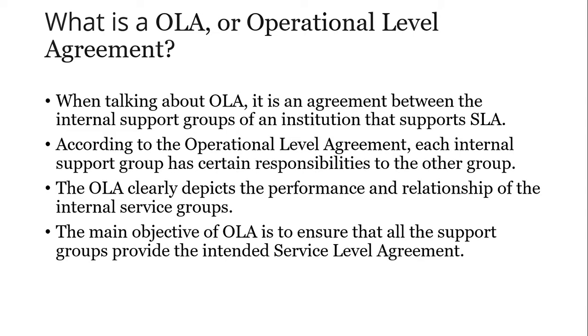According to the operational level agreement, each internal support group, department or team has certain responsibilities to the other group. Next, the third thing you are supposed to know about the operational level agreement (OLA) is that it clearly depicts the performance, response and relationships of the internal service groups. Once you know the responsibility, you should also know the relationship. You cannot move the ticket to the next department without completing your work.